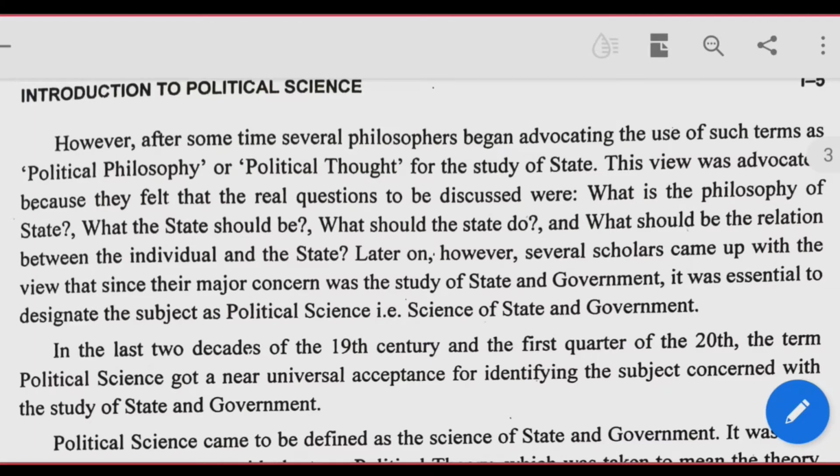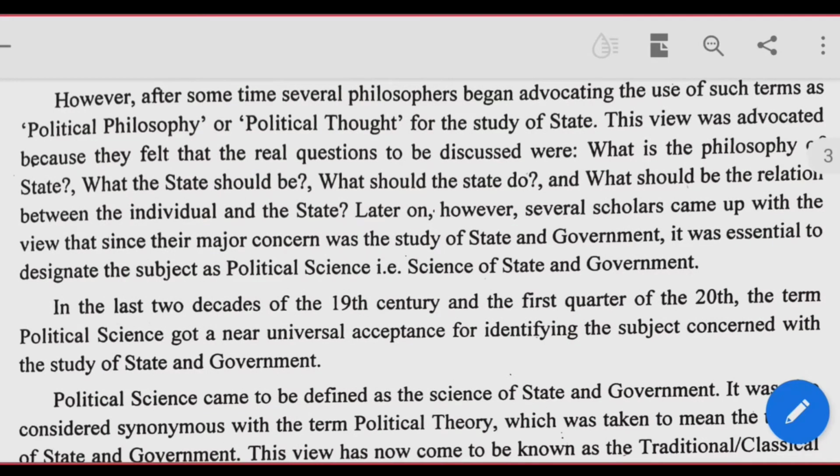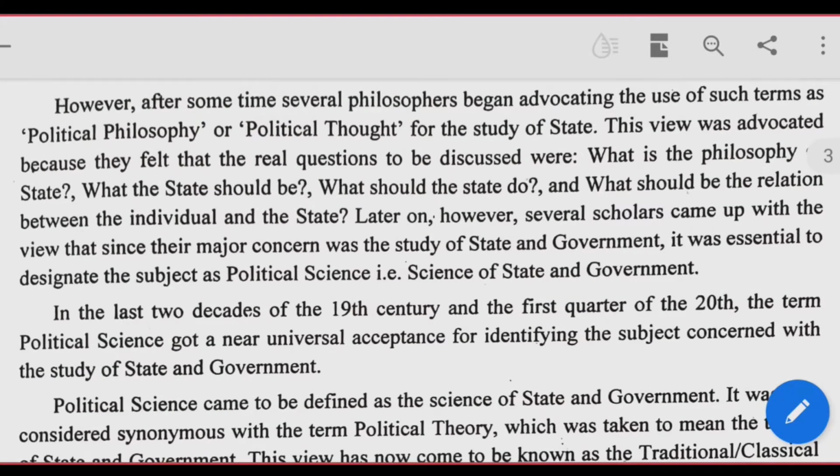This view was advocated because they felt that the real questions to be discussed were: what is the philosophy of the state, what should the state do, and what should be the relation between the individual and the state. So that is the main thing. It is not only the study of state and government. These new philosophers came up with different questions: how to understand the state, and what should the state look like? What is the main function or duty of the state? And what should be the relation between the individual and the state, because we live in a state? So that also should be studied.